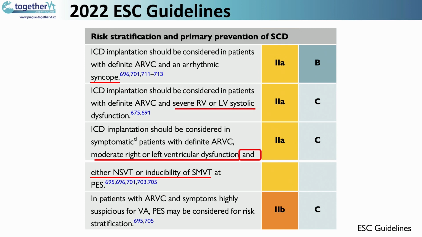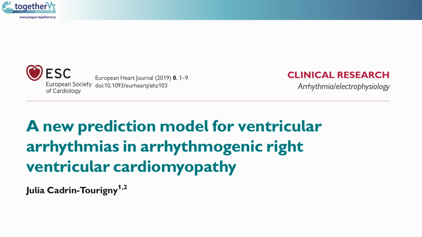But we all know that this stratification is not good enough at this time to find which patient should be implanted with an ICD. So there has been some effort in the last years to build a multi-parametric prediction model by building a score. You know that scores are very popular. And this is the score that has been proposed by the team of Giulia Cadra-Turini.